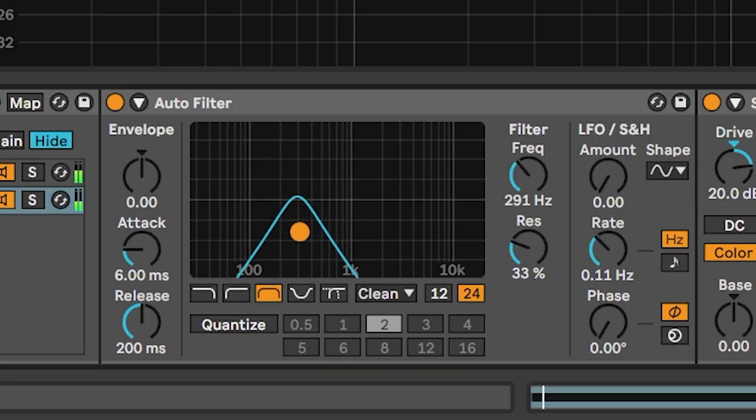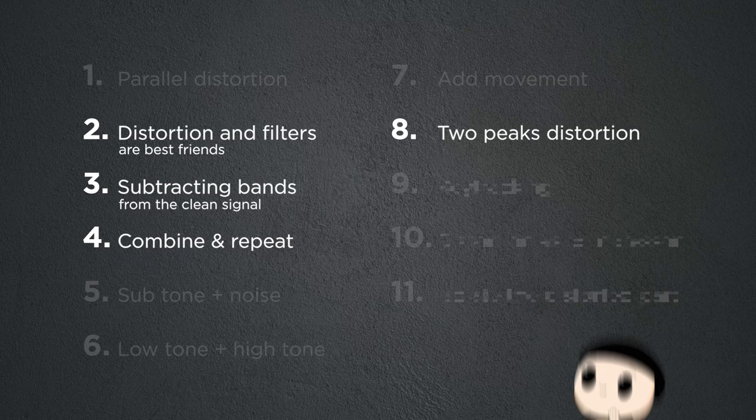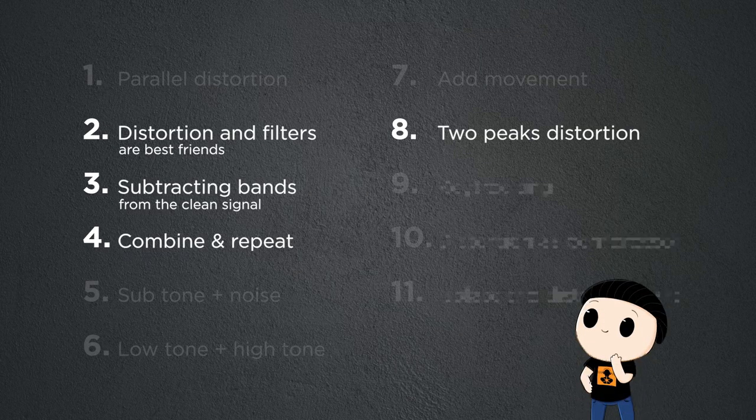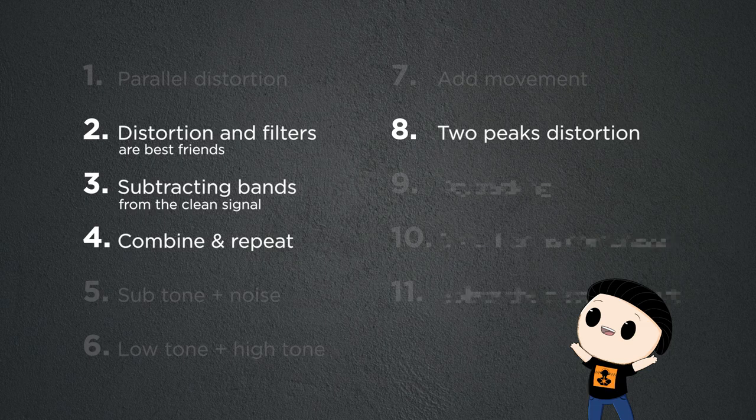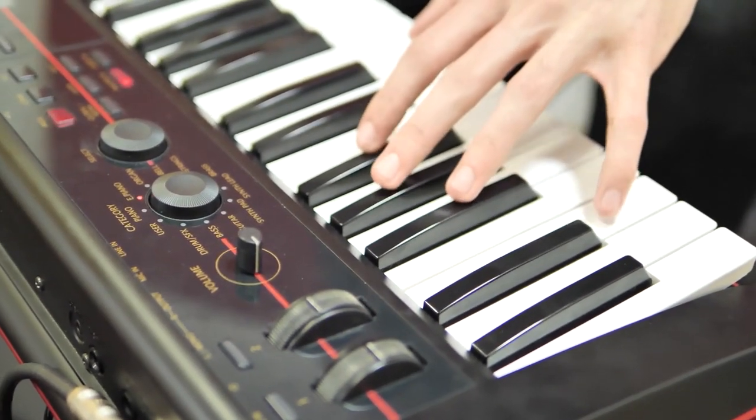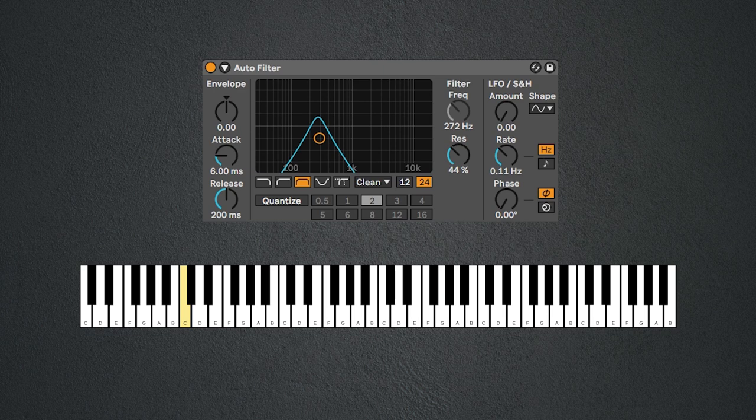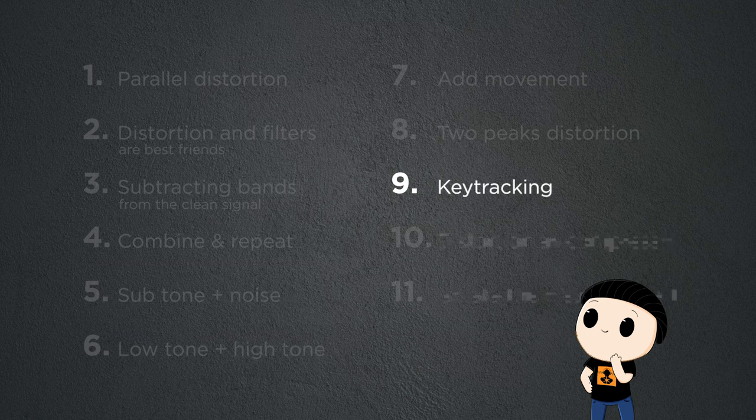One of distortion's best friends is filtering, and with all the filters we've seen in the previous techniques, it would be very cool if those filters could follow the notes we play. This way, the frequency of the cutoff points of those filters would always be tuned to the frequency of the notes being played. This is called keytracking, and there's actually a way to set that up in Ableton Live.